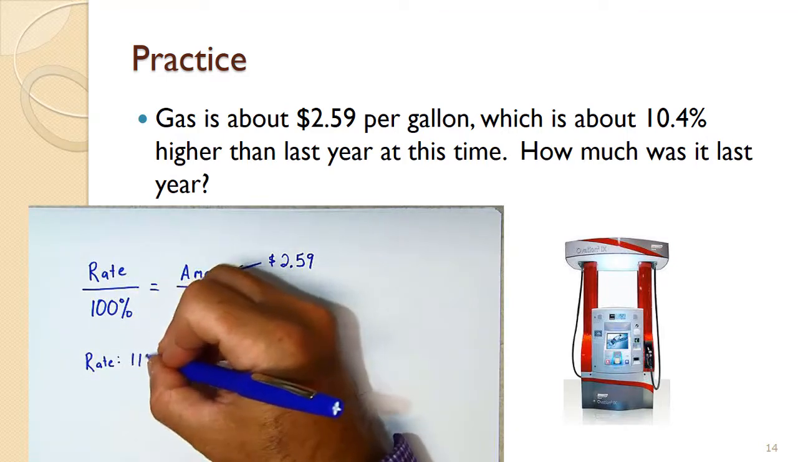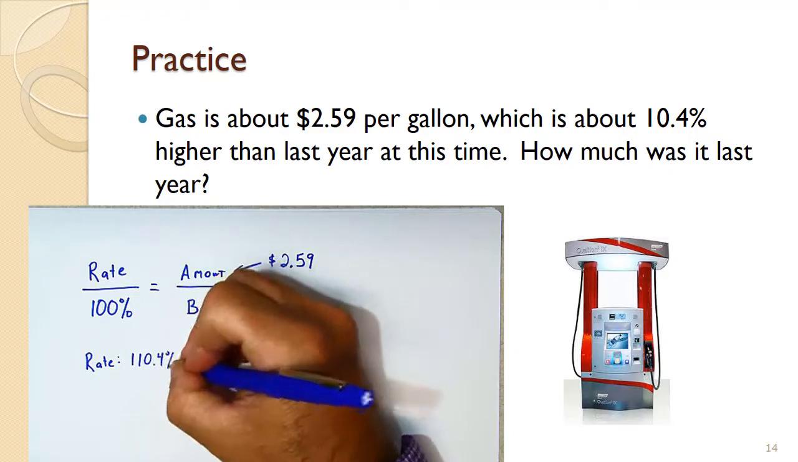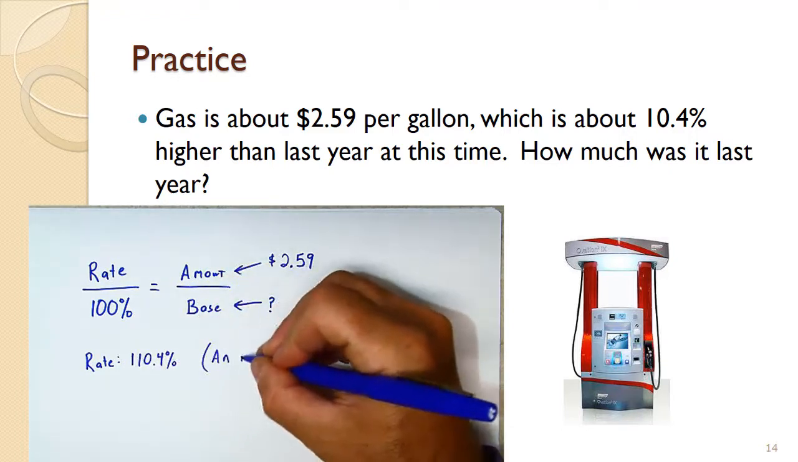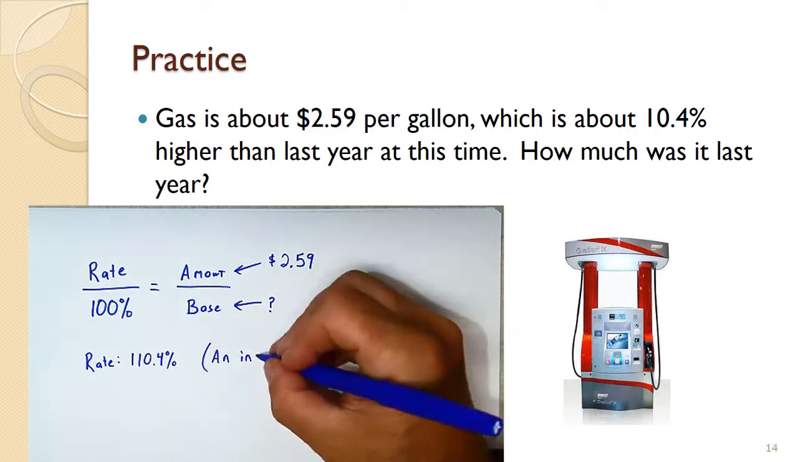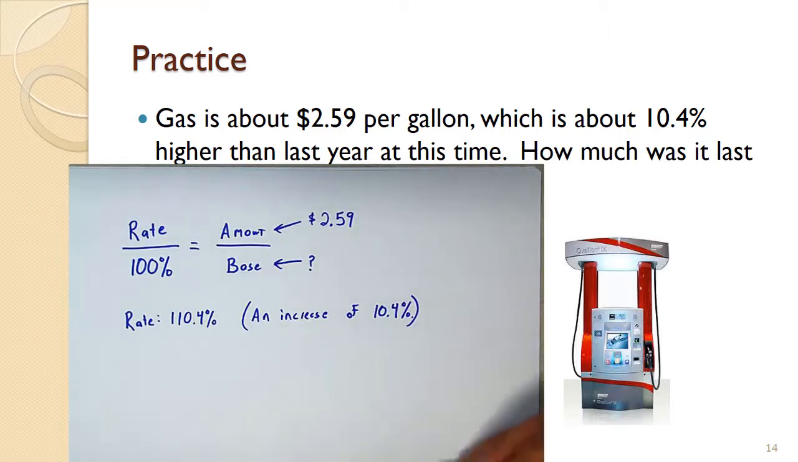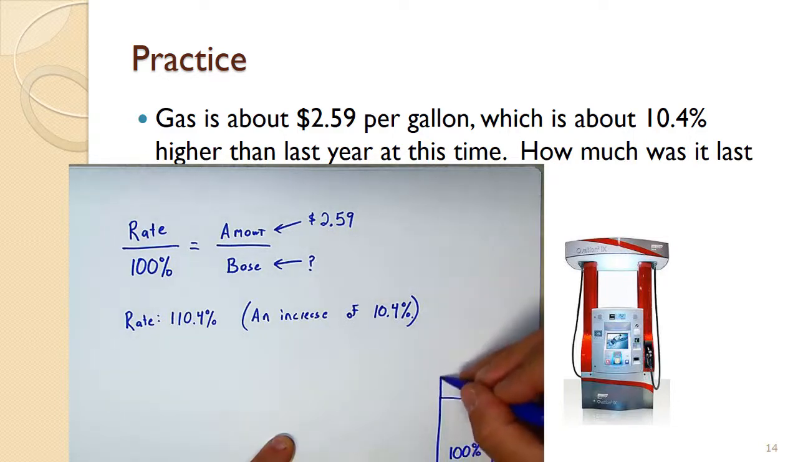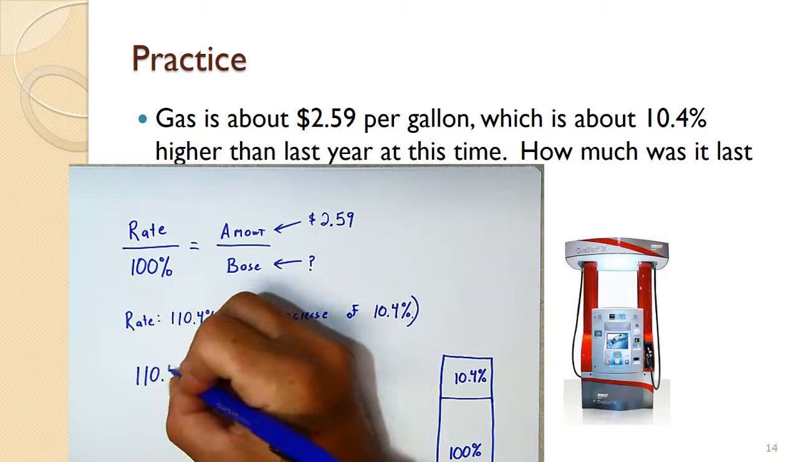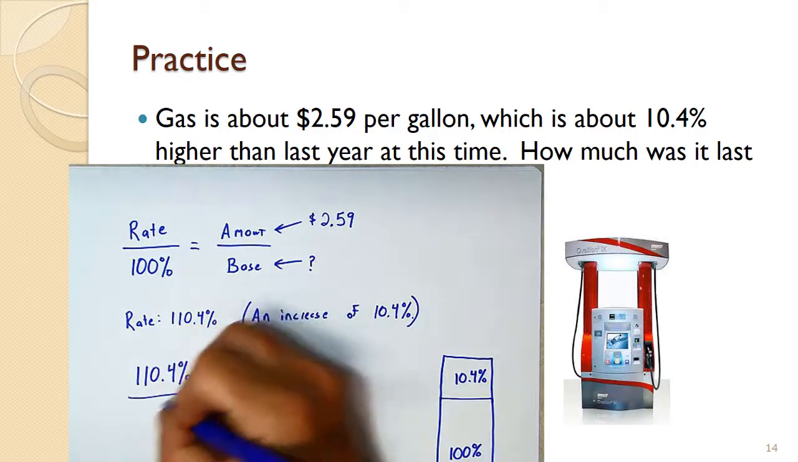must be 110.4%. That is to say, it represents an increase of 10.4%. And here again, the price of gas last year, that would have been our base, or 100%, but this year it's 10.4% higher for a grand total of 110.4% in our problem. So we have 110.4% over 100%.